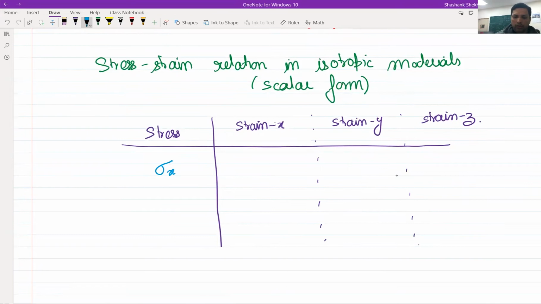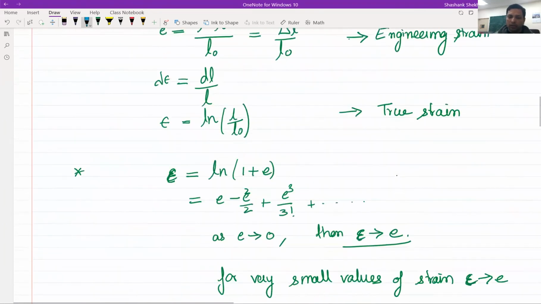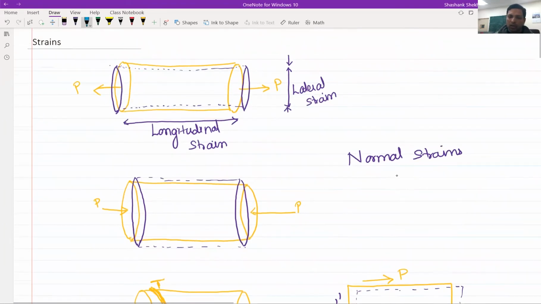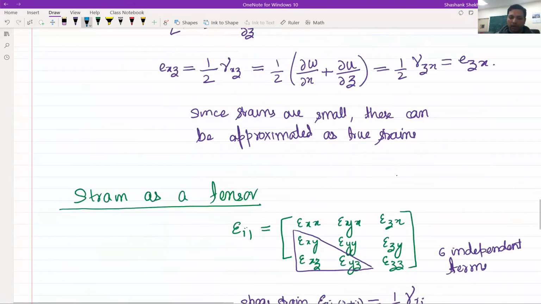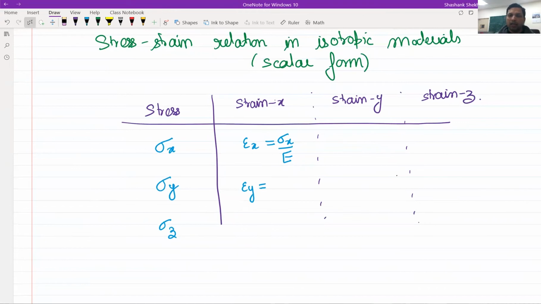So stress can be acting in the x direction, or in the y direction, or in the z direction. And what will be the strain in the x direction? Strain in the x direction, because of the stress in the x direction, would be given by sigma x by E. Strain in the x direction because of the stress in the y direction would be given by epsilon y, and it will be in the perpendicular direction. And if you remember, we have strain which is longitudinal and then lateral. So this one is a lateral strain, and therefore it will be related by the Poisson's ratio nu.